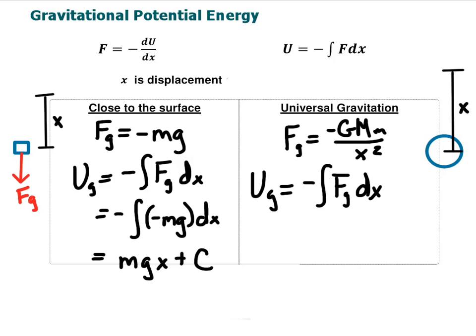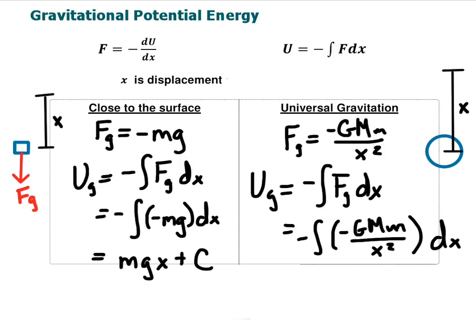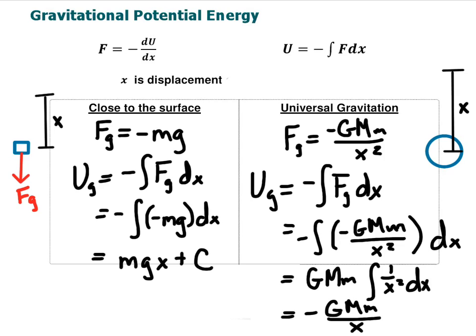All these things are constants with respect to x, so I can factor all of these out. And then what is the antiderivative of 1 over x squared? Well, it turns out to be negative 1 over x. So our gravitational potential energy is negative big G, big M, little m over x plus some integration constant c.